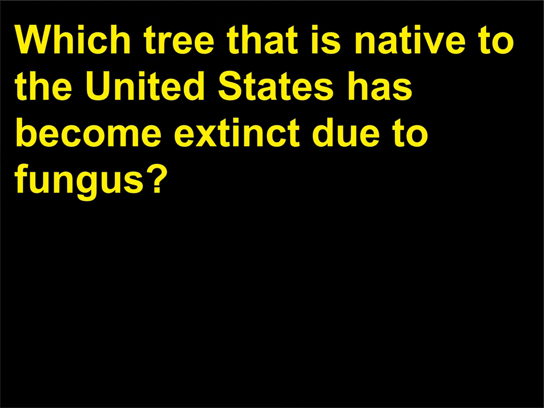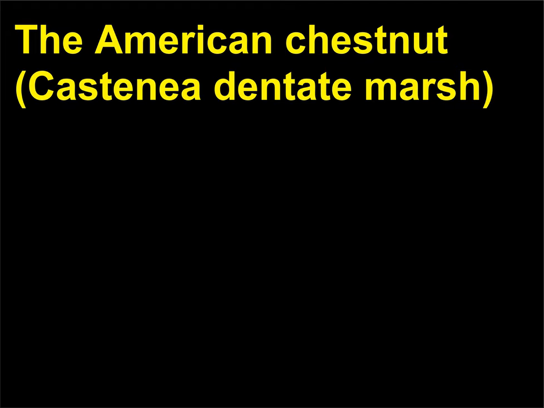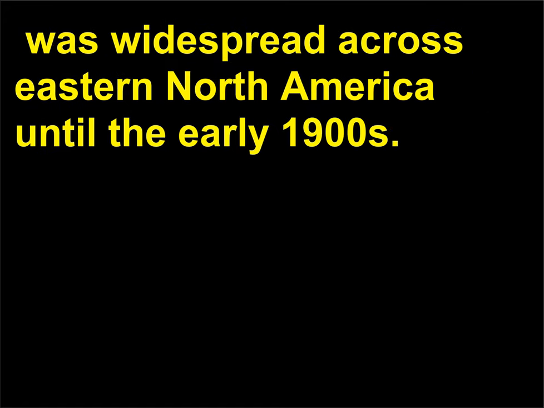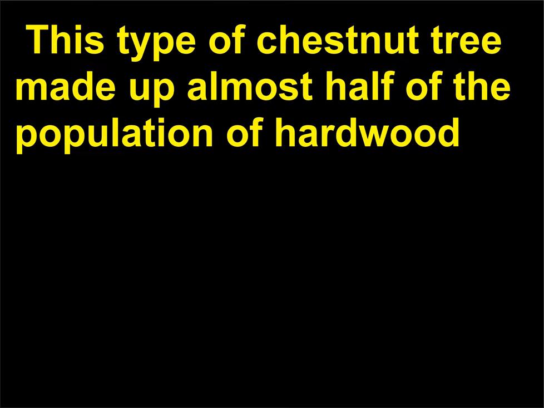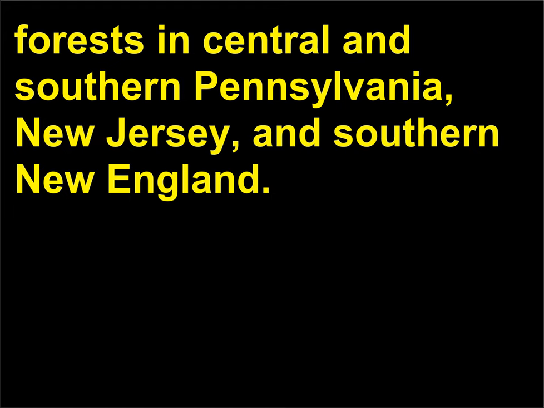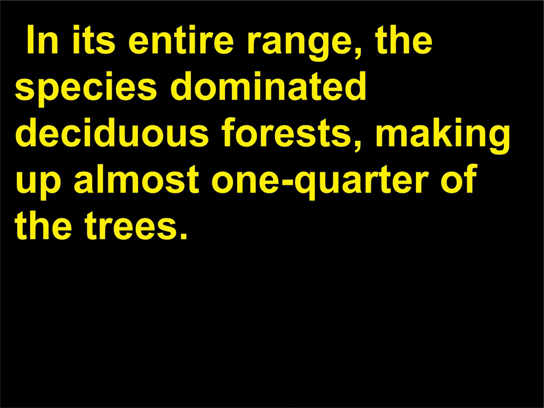Which tree that is native to the United States has become extinct due to fungus? The American chestnut, Castanea dentata Marsh, was widespread across eastern North America until the early 1900s. This type of chestnut tree made up almost half of the population of hardwood forests in central and southern Pennsylvania, New Jersey, and southern New England. In its entire range, the species dominated deciduous forests, making up almost one quarter of the trees.